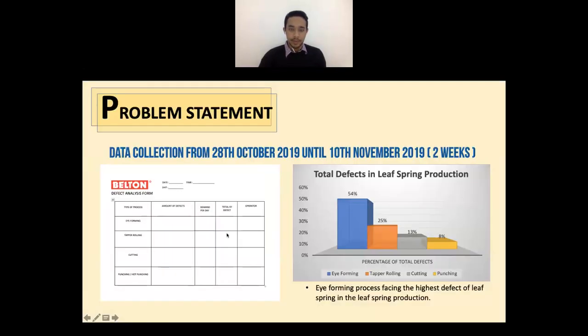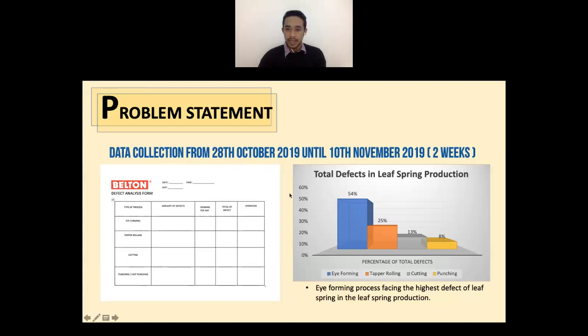And then this is the problem statement. To get a problem statement, I created this form to collect the problem at the section A line production. In this defect analysis form, we have several types of process, which are eye forming, temper rolling, cutting, and punching. Then we have the amount of defects, demand per day, total of defects, and operator. The data was collected from 28 October 2019 until 10 November 2019, so totally 14 days.